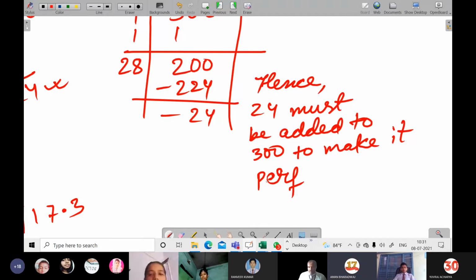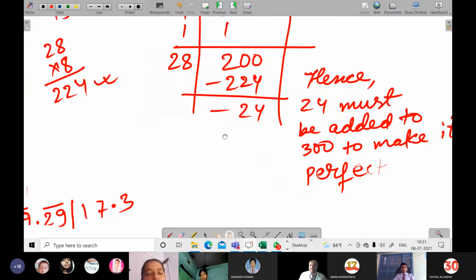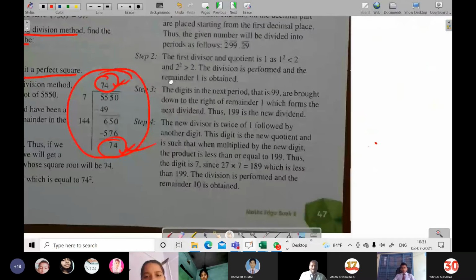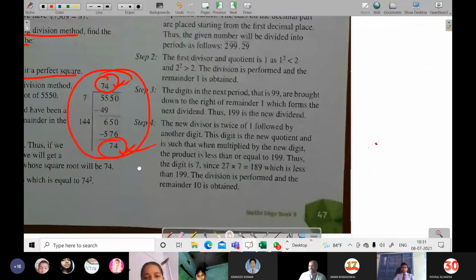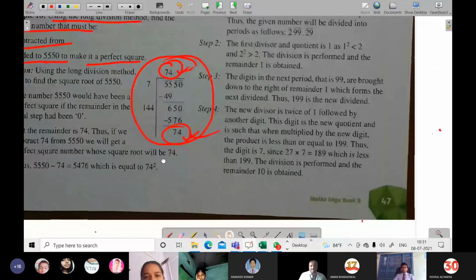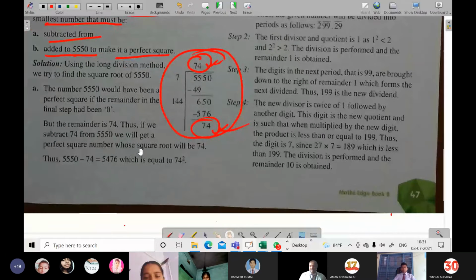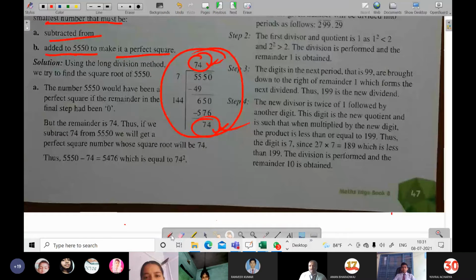That's only what has been done over here. For subtraction, what has been done? A smaller number 4 has been applied. You can see over here, with 4 it has been applied, and 74 is left as remainder. So to remove this remainder, 74 must be subtracted. And when 74 is subtracted, then 5476 comes, which is the square of the number 74.